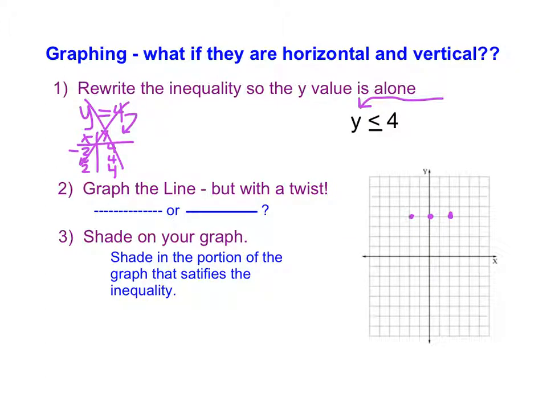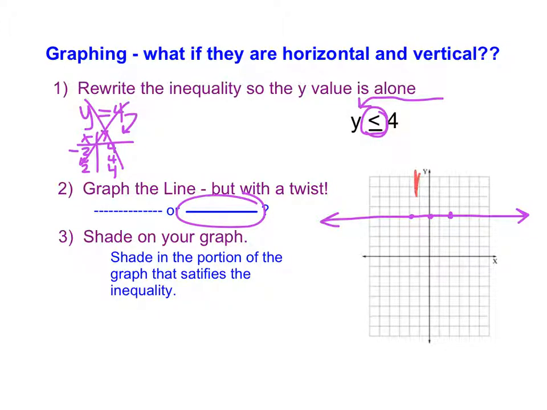So then from here, I have to decide, do I have a solid line or a dotted line? And because I have the less than or equal to part, I know that I have a solid line. So I'm going to draw a solid line through my graph. Then I have to decide which direction to shade.